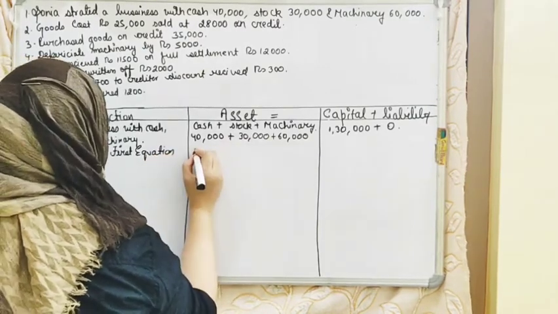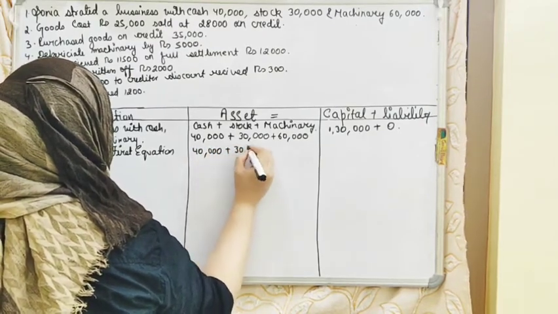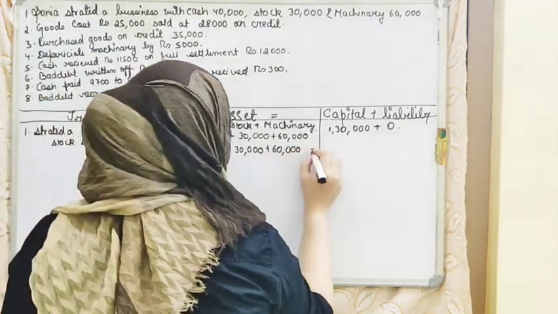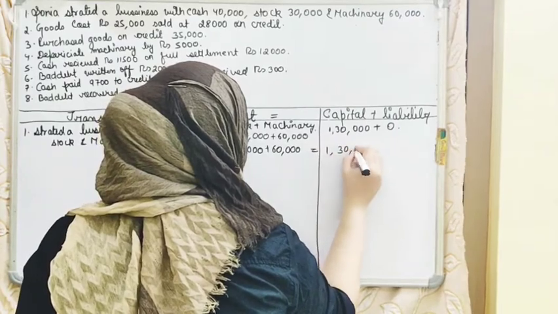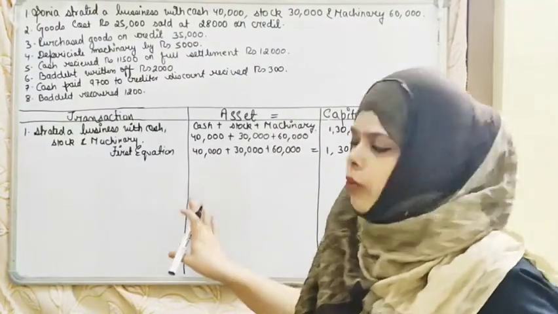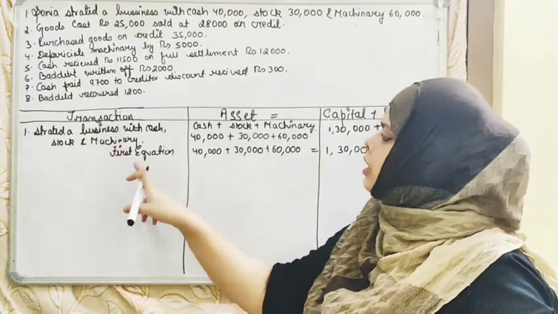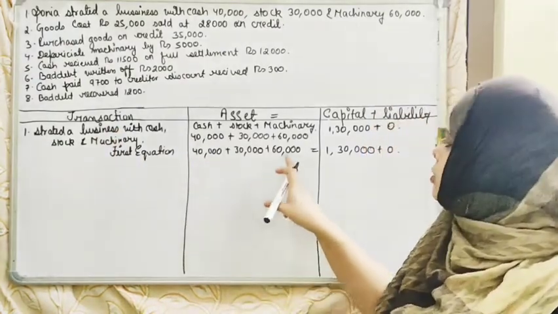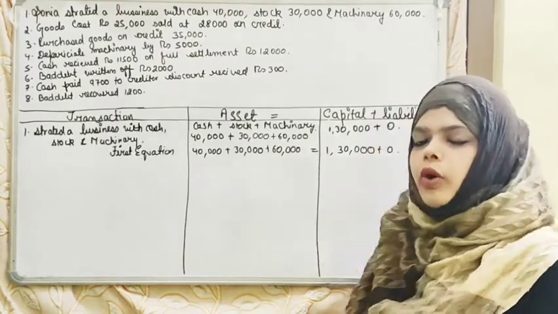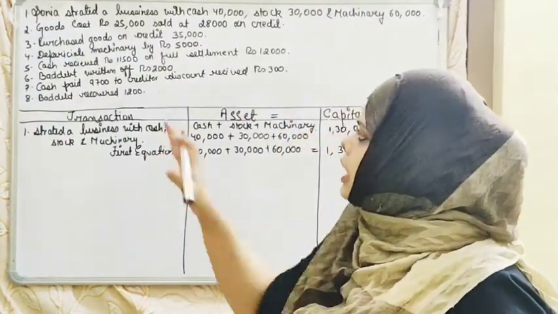It is 40,000 plus 30,000 plus 60,000 is equal to 1,30,000 plus 0. This is the first accounting equation, that is, started a business with cash, stock and machinery. The total is 1,30,000 rupees plus 0 because we don't have any liability at this point of time in the business. Let us jump down to your second transaction.